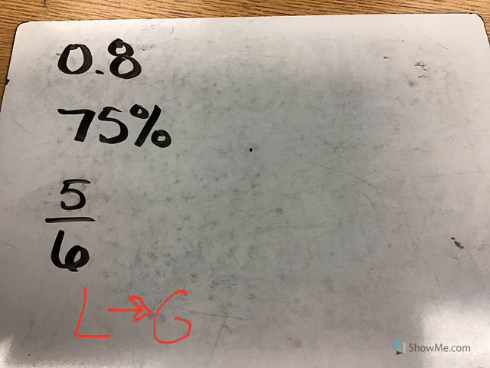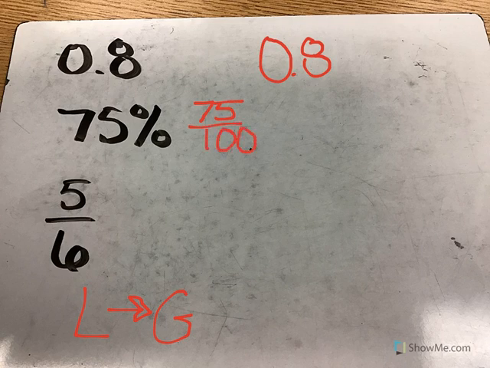Okay, least to greatest. My first one, 0.8, or 8 tenths, is easy to convert into a decimal because it's already a decimal. Now 75%, as we know, percent means out of 100, so 75% is 75 hundredths. If we know place value, we know hundredths, so this is easy to convert into a decimal. If I didn't know that, I could divide the numerator by the denominator. Either way, I'm going to get 0.75, which is 75 hundredths.